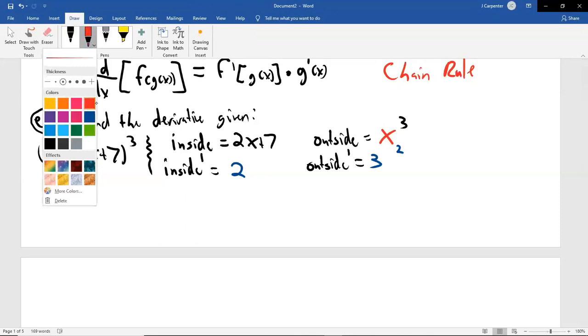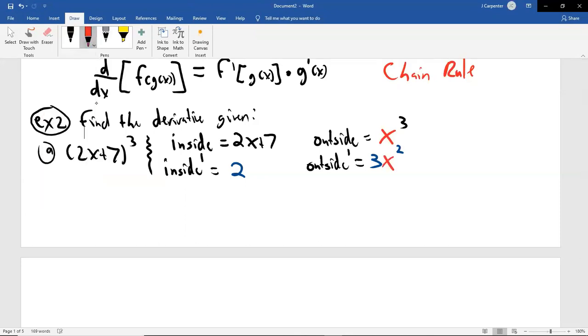And again, I'm going to leave that as a red x for now to show that that's a special variable that when we actually go to write the derivative, we're not going to be writing that red x. We're going to write what the inside is. So special memo. When you write the answer, the red x is really the inside, which in this case is 2x plus 7.